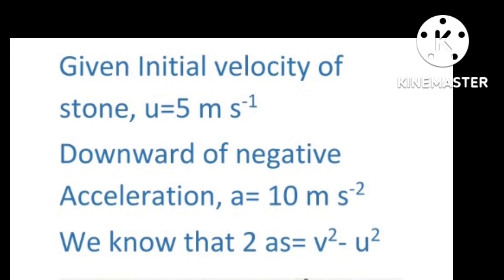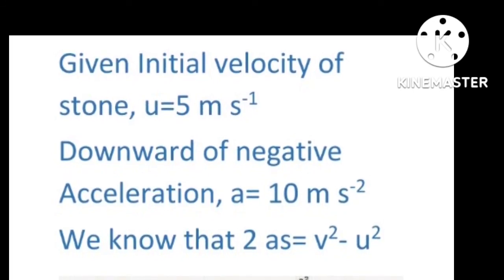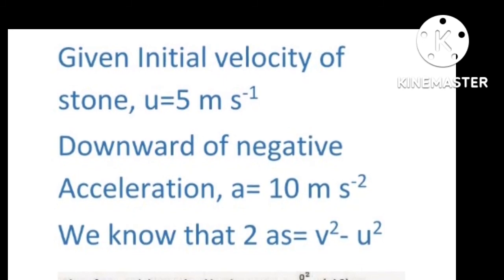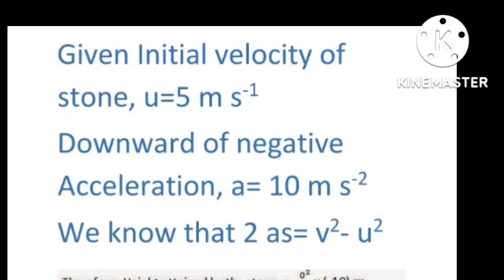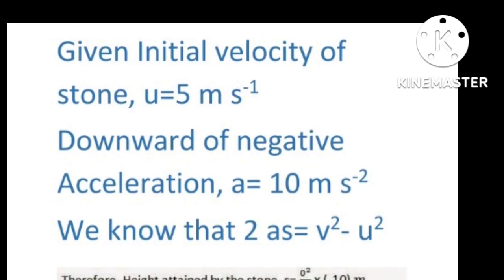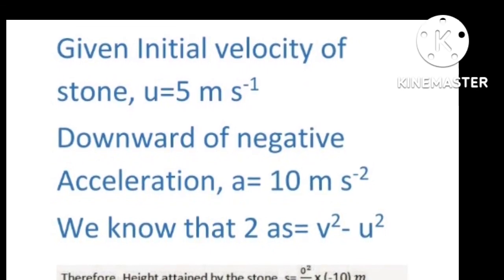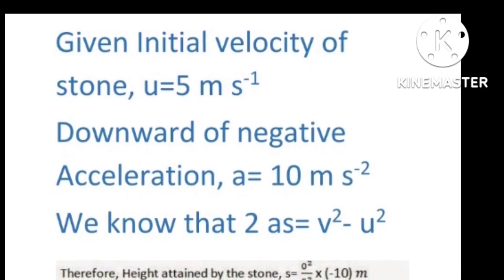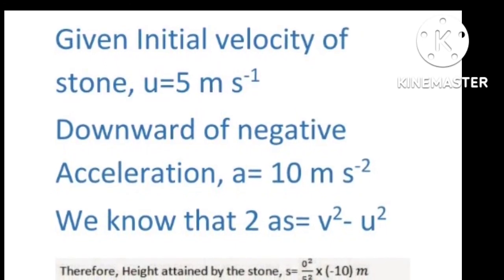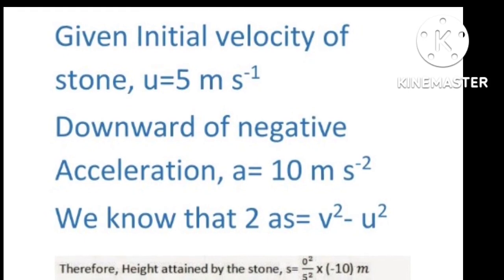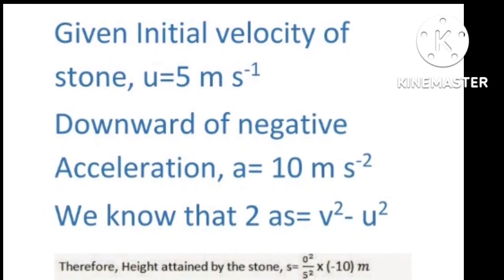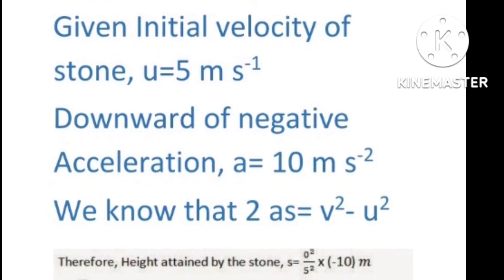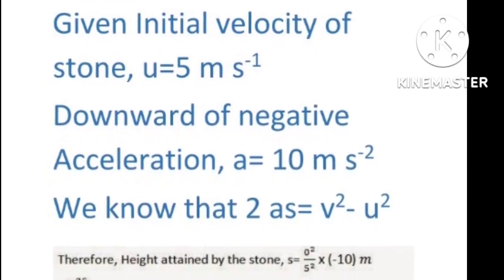Now we can write the initial velocity u is equal to 5 meter per second. The acceleration is negative, because the acceleration is in the downward direction and it is free fall. So the acceleration will be minus 10 meter per second square. And final velocity will be 0 because it is coming to rest. So we can write v as 0. Now we have to calculate the height attained by the stone.